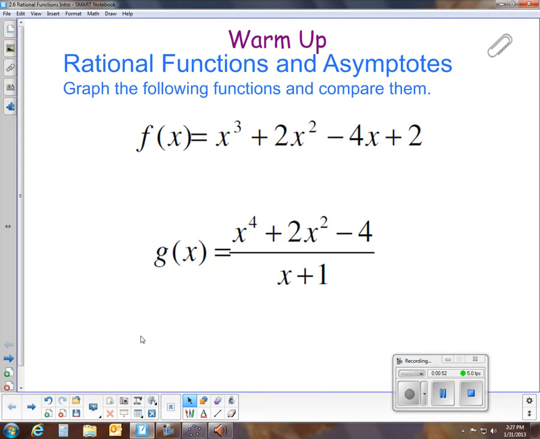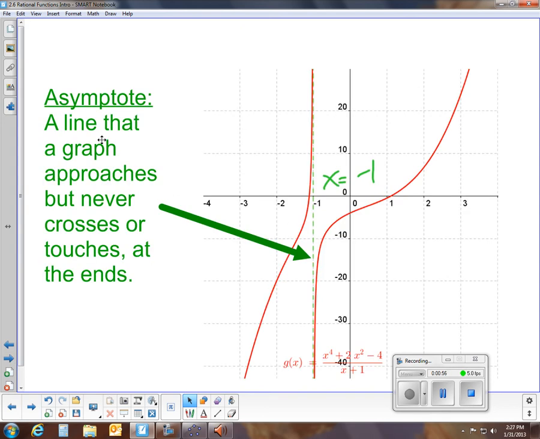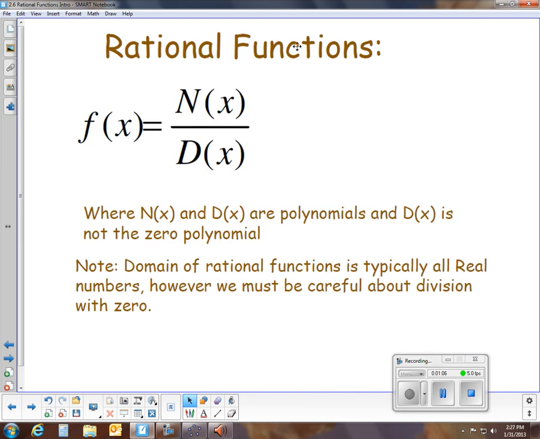So it's important to see these functions and work with them as more like real ones. So again, just the definition, an asymptote is a line that the graph approaches but never crosses or touches. So we'll use that as we move along. A rational function's actual definition is a polynomial in the numerator and a polynomial in the denominator. Now this is what we've been studying. The only thing is the denominator polynomial can't be zero. That's important because then we'd be dividing by zero, and we don't want to divide by zero.